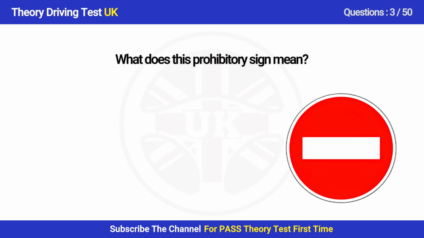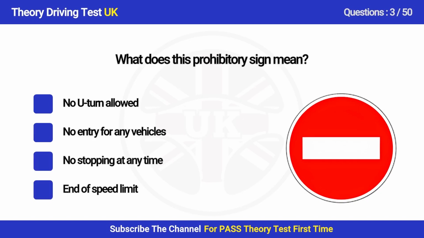Question 3. What does this prohibitory sign mean? A. No U-turn allowed. B. No entry for any vehicles. C. No stopping at any time. D. End of speed limit.